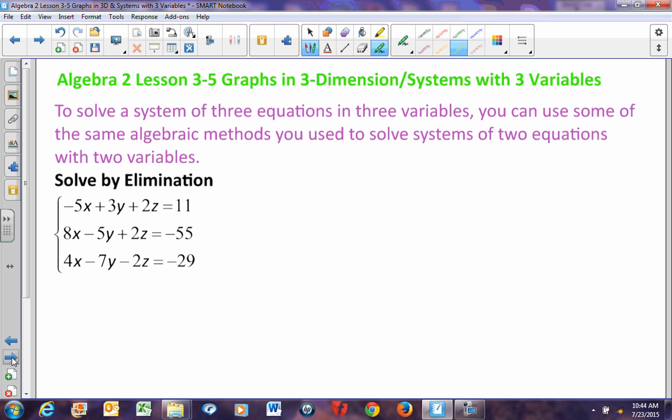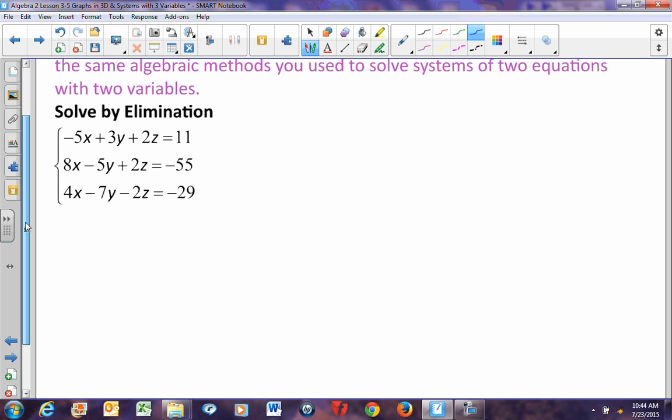Now, let's solve a system in 3 dimensions. A little bit harder. Okay? To solve a system of 3 equations and 3 variables, you can use some of the same algebraic methods that we use to solve systems with 2 equations and 2 variables. Probably the easiest method is to use the elimination method. Now we have 3 equations here. I'm just going to number them 1, 2, and 3. The point here is that we need to take any 2 equations and eliminate a variable. Once you've eliminated that variable, you need to take 2 different equations but eliminate the exact same variable.